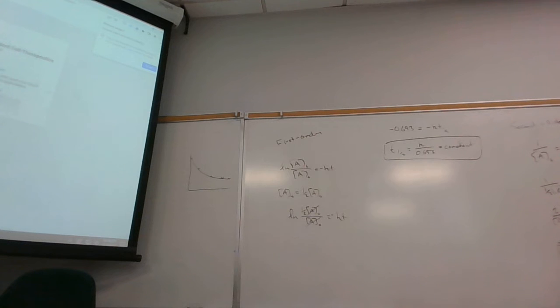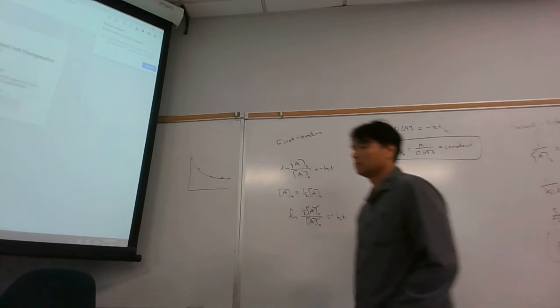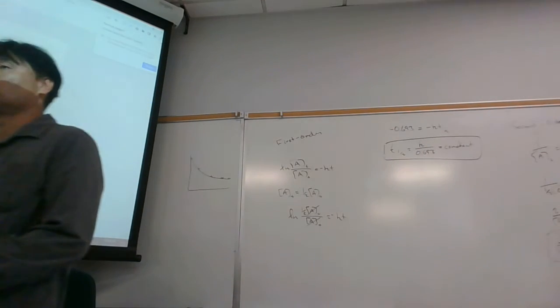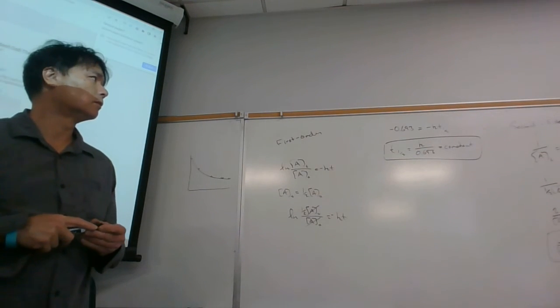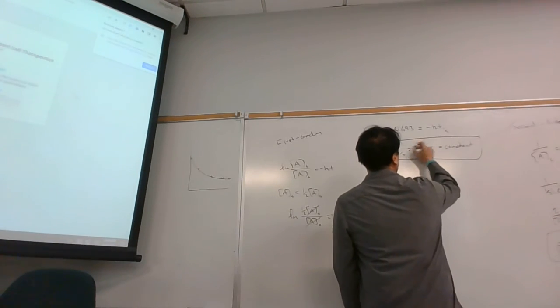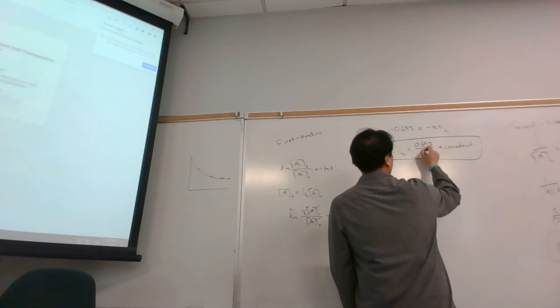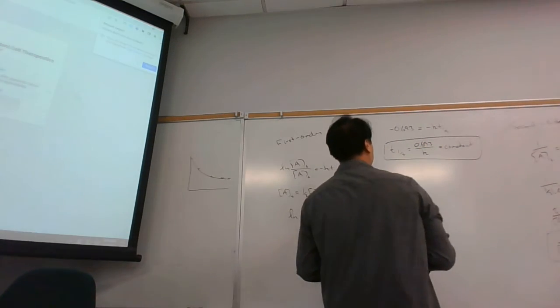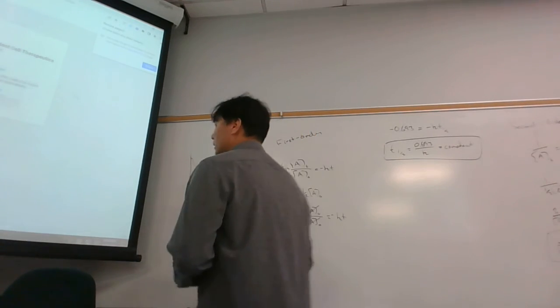So each time I cut A in half, I have to invert and multiply. If I invert 1/2 and multiply, it's double the time. And so for a second order, the half-life doubles each successive time. Sorry, this should be 0.693 on the top and k on the bottom. Divide by k.